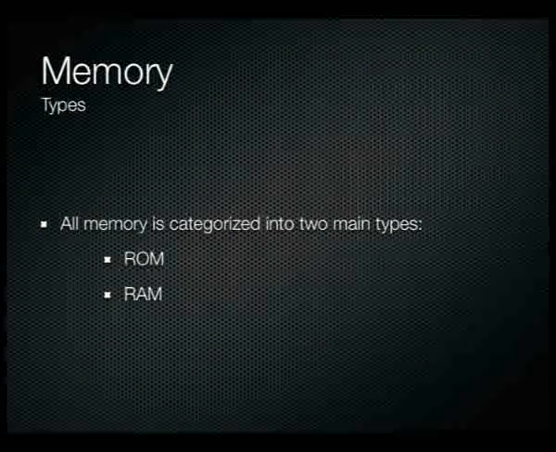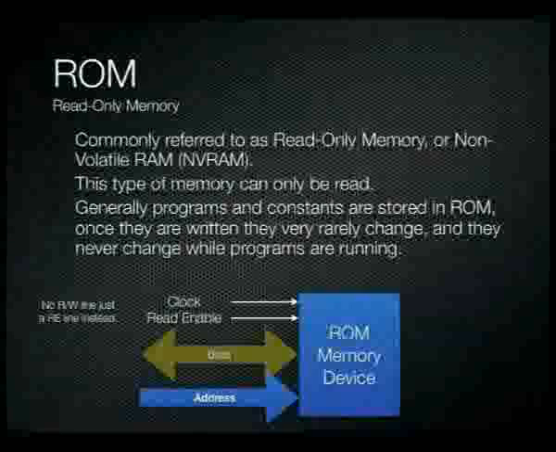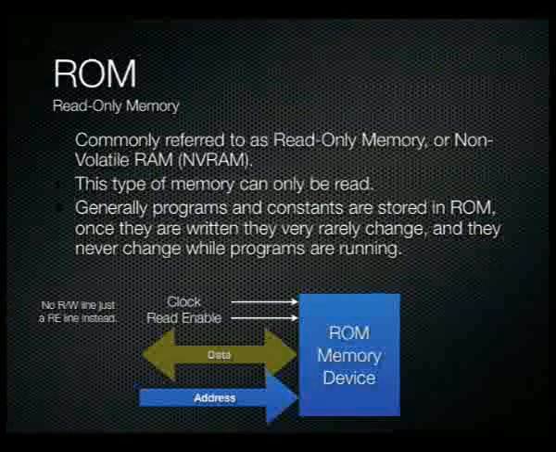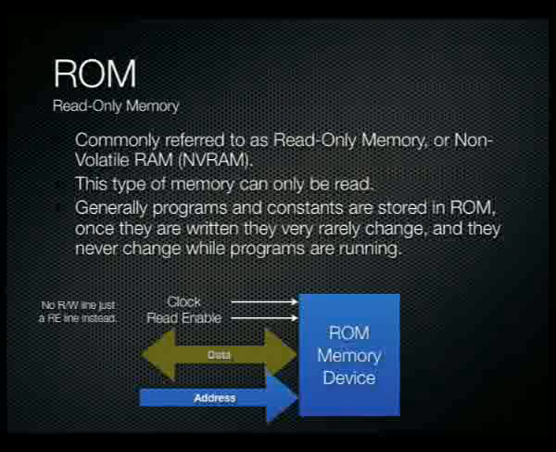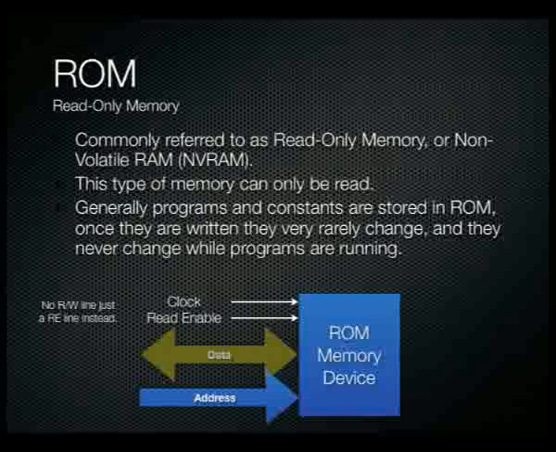So when it comes to memory, memory is basically categorized into two main types. We can either have ROM or we can have RAM. ROM, read-only memory, is our non-volatile memory. So this is where we write to it and it stays intact no matter what we do. This type of memory can only be read. Traditionally it could only be read, but there are variations on that and I'll get back to them later. Generally, programs and constants are stored in ROM. Once we write the values into the ROM, they very rarely change, and they should never change when programs are running. So that's one of the reasons why we use ROM.